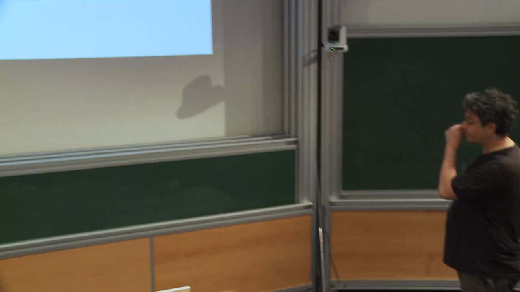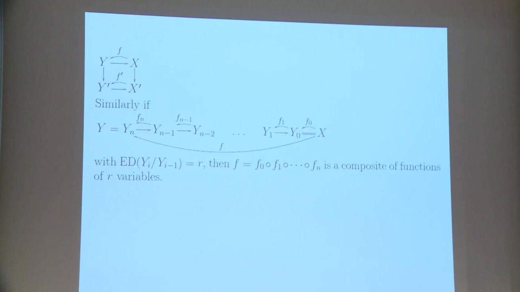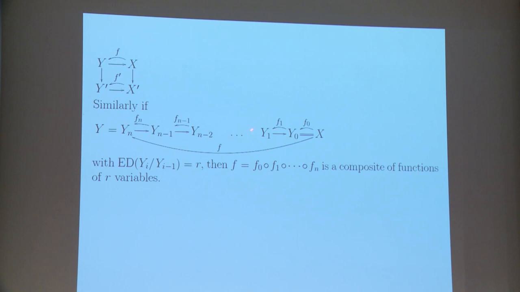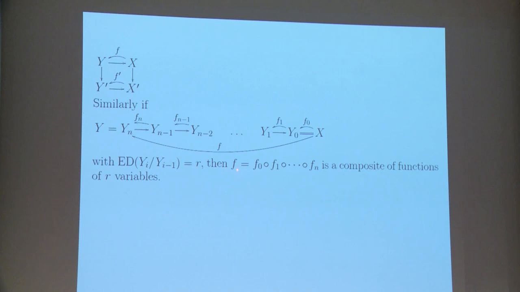Okay, so there's our diagram. And now let's think about the situation of a composite. So if you have a tower like this, and each one of these has a fiber dimension equal to r, say, then you choose sections like this. And then if you think about what's going on, this composite section is a composite of these sections, and each one of them has r variables. So this kind of section is given by a function in r variables.